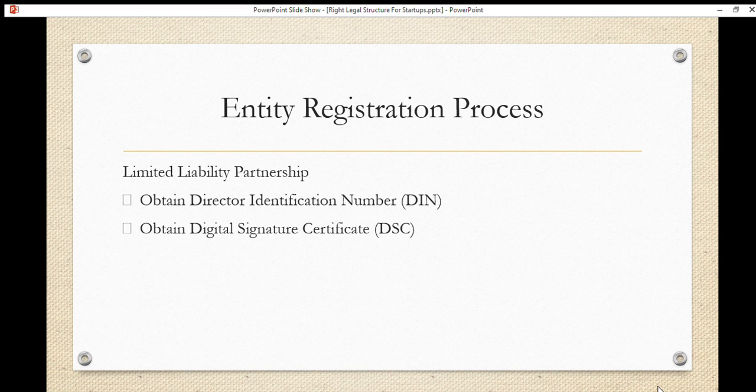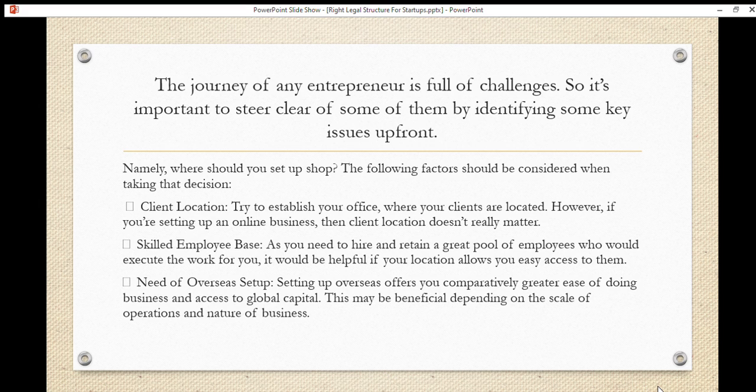Then you have the limited liability partnership. You have to obtain a Director Identification Number (DIN) and a Digital Signature Certificate (DSC) for a limited liability partnership. Basically, these are some of the things which a business has to keep in mind.